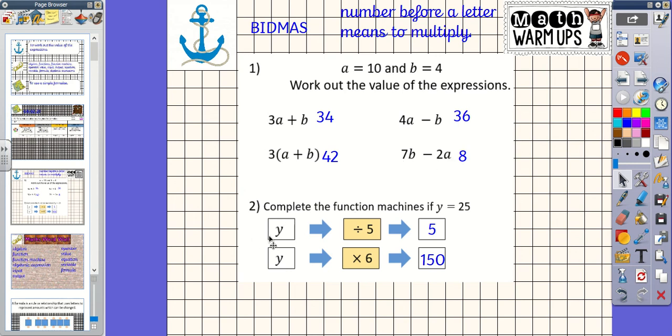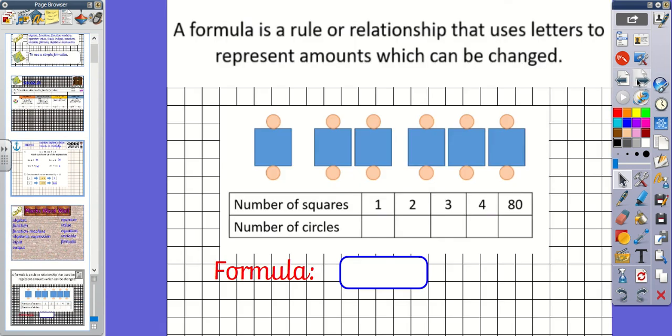For number 2, y is 25, so 25 goes in, gets divided by 5, and the output would be 5. And again, y is also 25, so that goes in, multiplied by 6, which would give you 150.